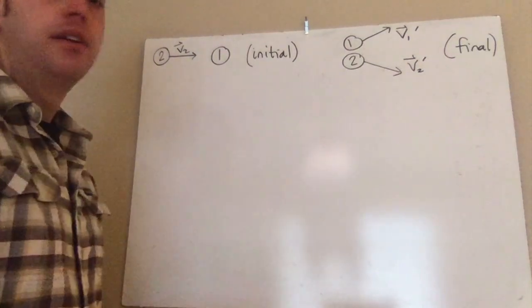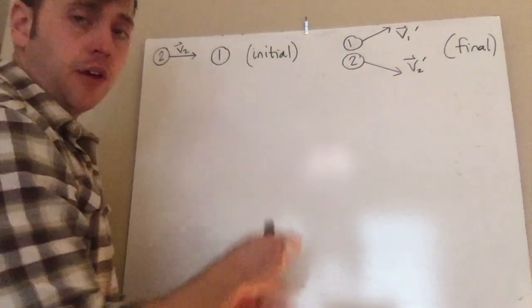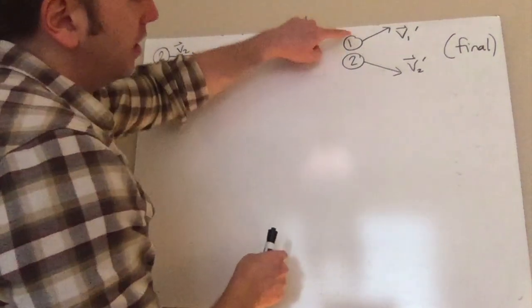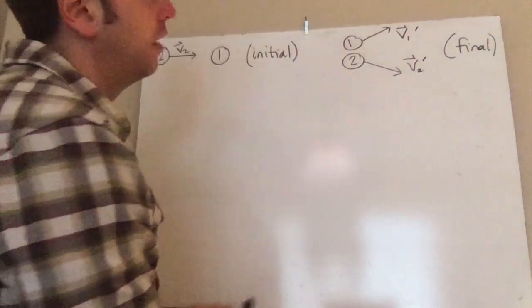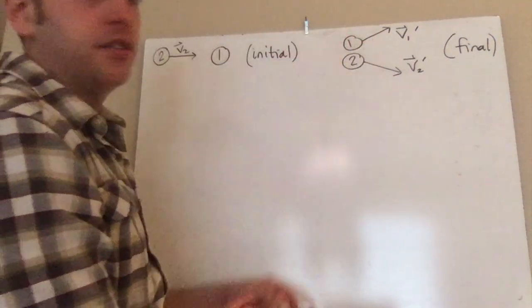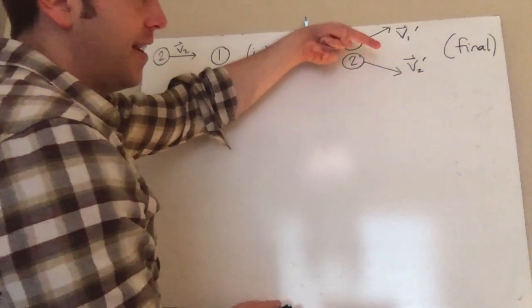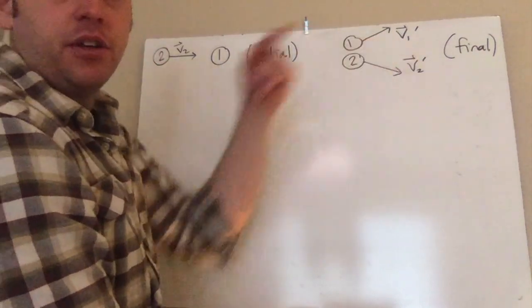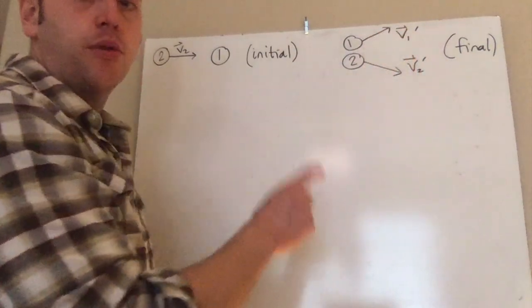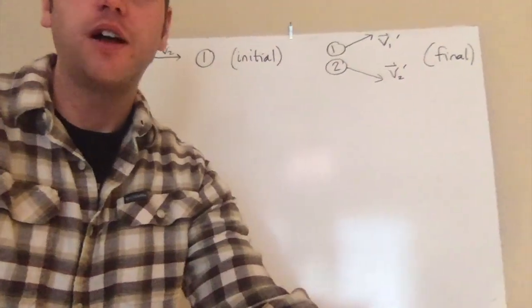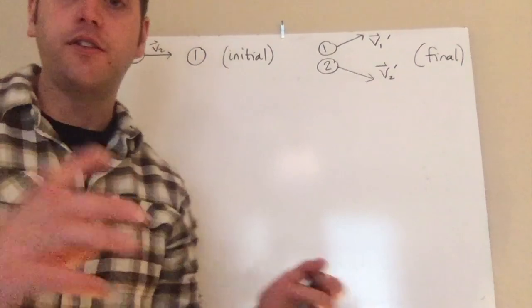After they collide, in the final state, now they're both moving. Object number 1 is moving at an angle of 33 degrees relative to the x-axis. Object number 2 is at negative 33 degrees because it's down here in the second quadrant. Okay, so these are v1 prime and v2 prime representing our final velocities of the two objects in the system.